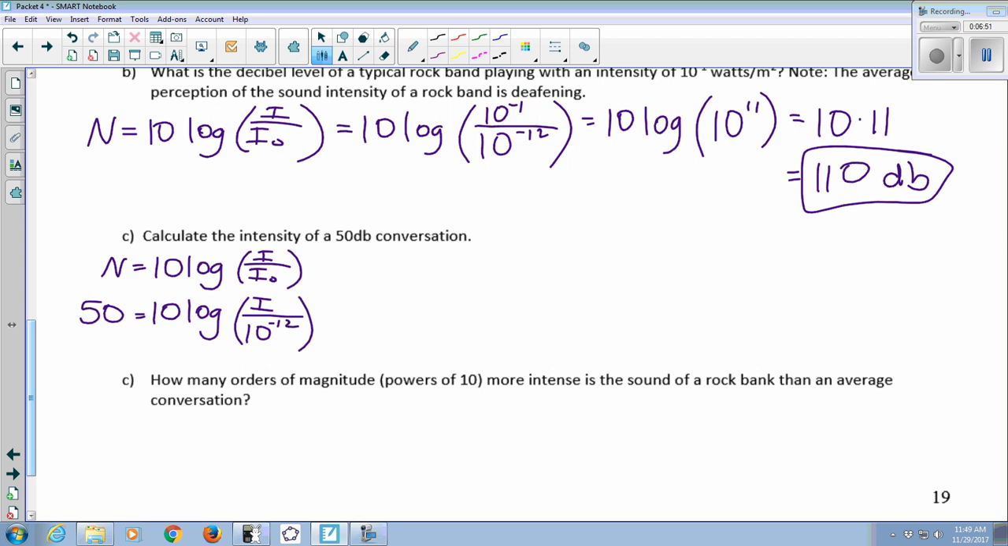So I'm going to start by dividing both sides by 10. So I have 5 equals the log of I over 10 to the negative 12. Switch to exponential form. So this says 10 to the 5th equals I over 10 to the negative 12. And then multiply both sides by 10 to the negative 12.